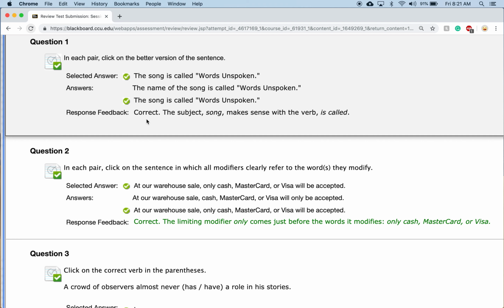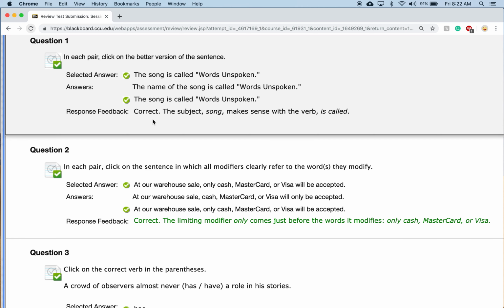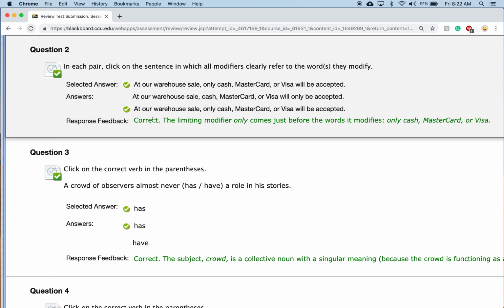I've got my subject, which is the song, my verb, which is called, and my direct object, which is Words Unspoken, the title. So I got that one correct. Tight, concise writing. That's what we're looking for, okay? So that's all that's reviewing.